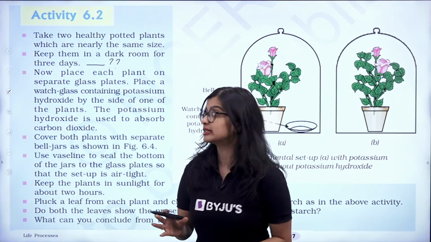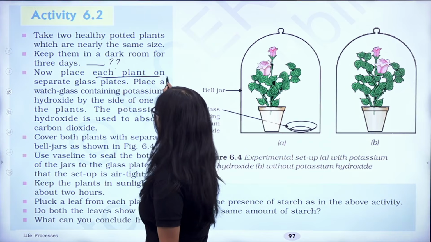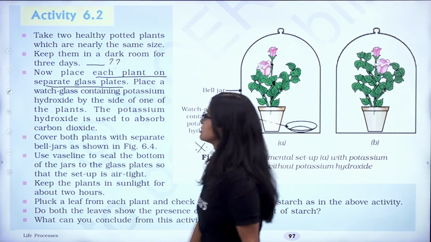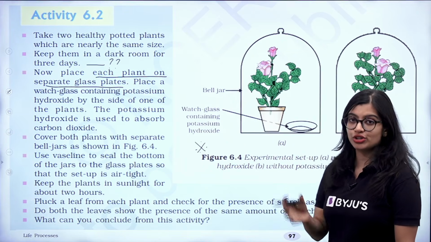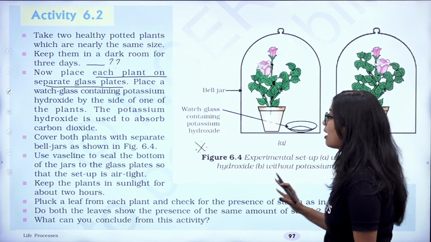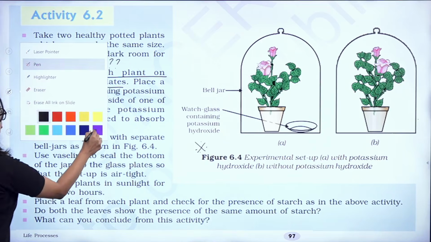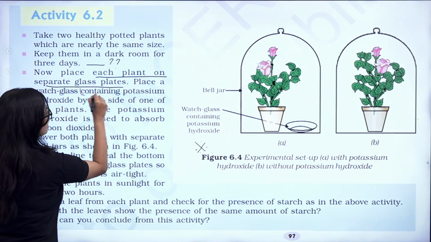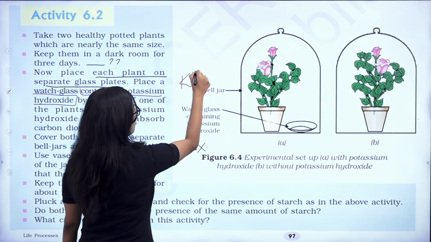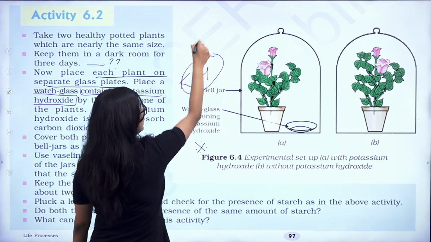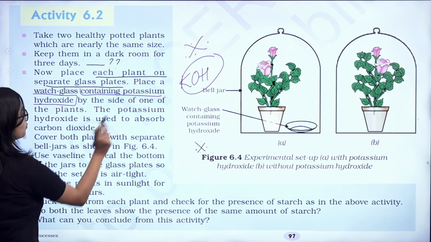Now what we're going to do is we are going to place each plant on a separate glass plate. Okay. So put them on a glass plate and place a watch glass containing potassium hydroxide. Students, very, very important pointer here. We are taking a watch glass containing potassium hydroxide or KOH. Please star mark this, right? And we see that it is there on one side.